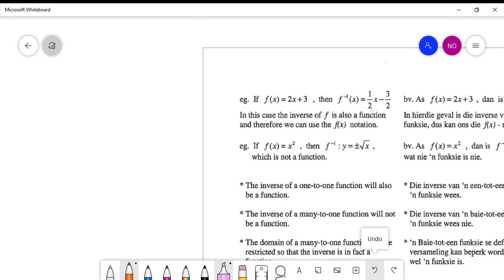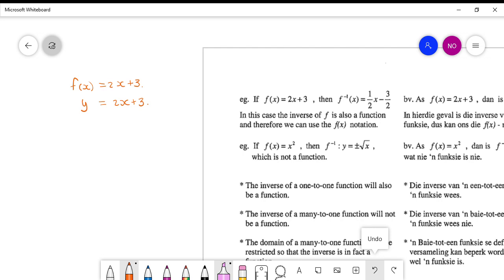So hulle sê vir jou, jy het hierdie funksie f van x is gelyk aan 2x plus 3. Straight line, né? Yes. Okay. Now they ask you write down the formula of the inverse function of f. Goed. So skryf hom eers vir jouself neer as y is gelyk aan 2x plus 3. I haven't started doing the inverse yet.